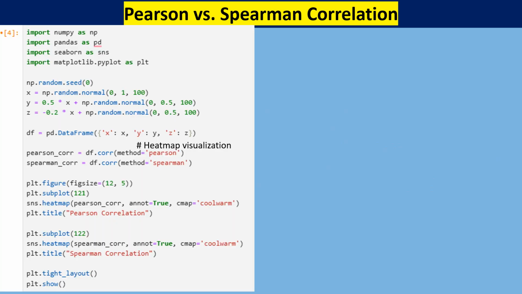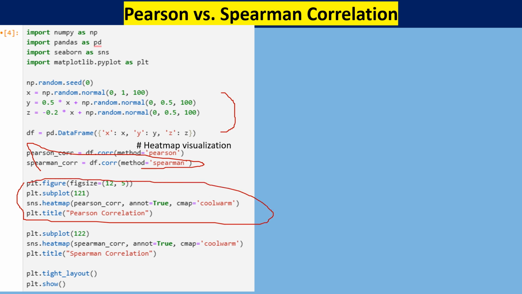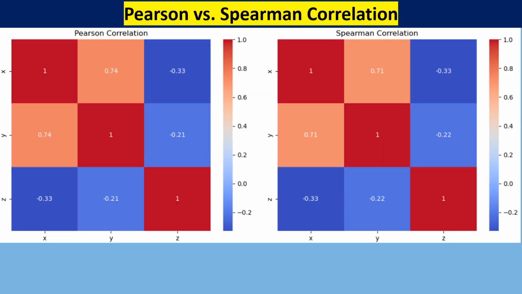So let's check the code. It generates sample data, then computes the correlation matrix, and then we have a heat map, and the result will look like this. The Pearson correlation heat map shows linear relationships. The Spearman heat map captures rank-based relationships, useful for non-linear trends. And why do we use a heat map? To quickly visualize multiple relationships at once, useful for feature detection in machine learning.